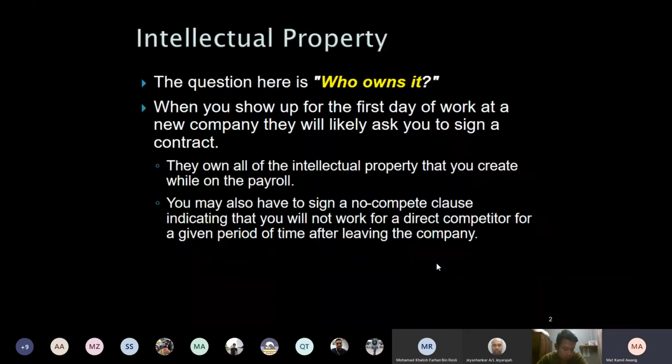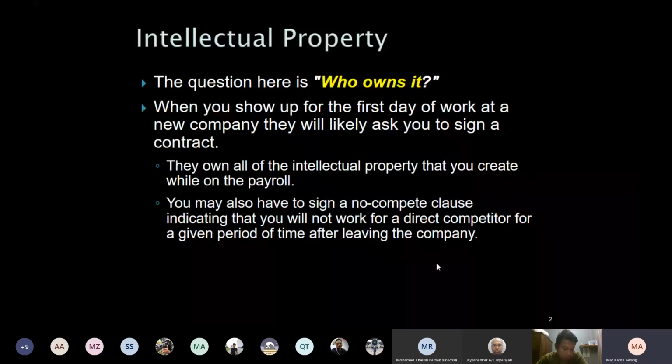So when you show up for the first day of work at a new company, they will likely ask you to sign a contract that they own all the intellectual property that you create while on the payroll. As long as you are an employee of that company, whatever idea, whatever design belongs to that company. It's not yours.